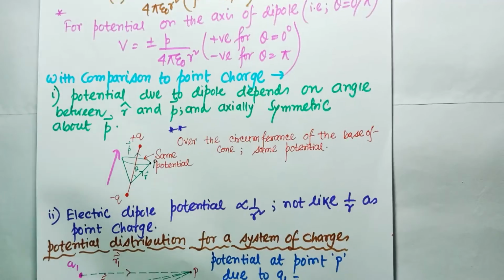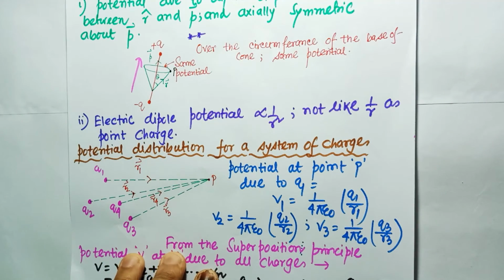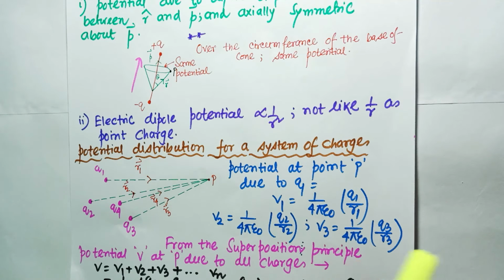Now suppose we have a continuous distribution of charge, with some volume charge density rho, which is a function of r. We consider some small element delta V, and the charge contained in the volume is rho delta V.